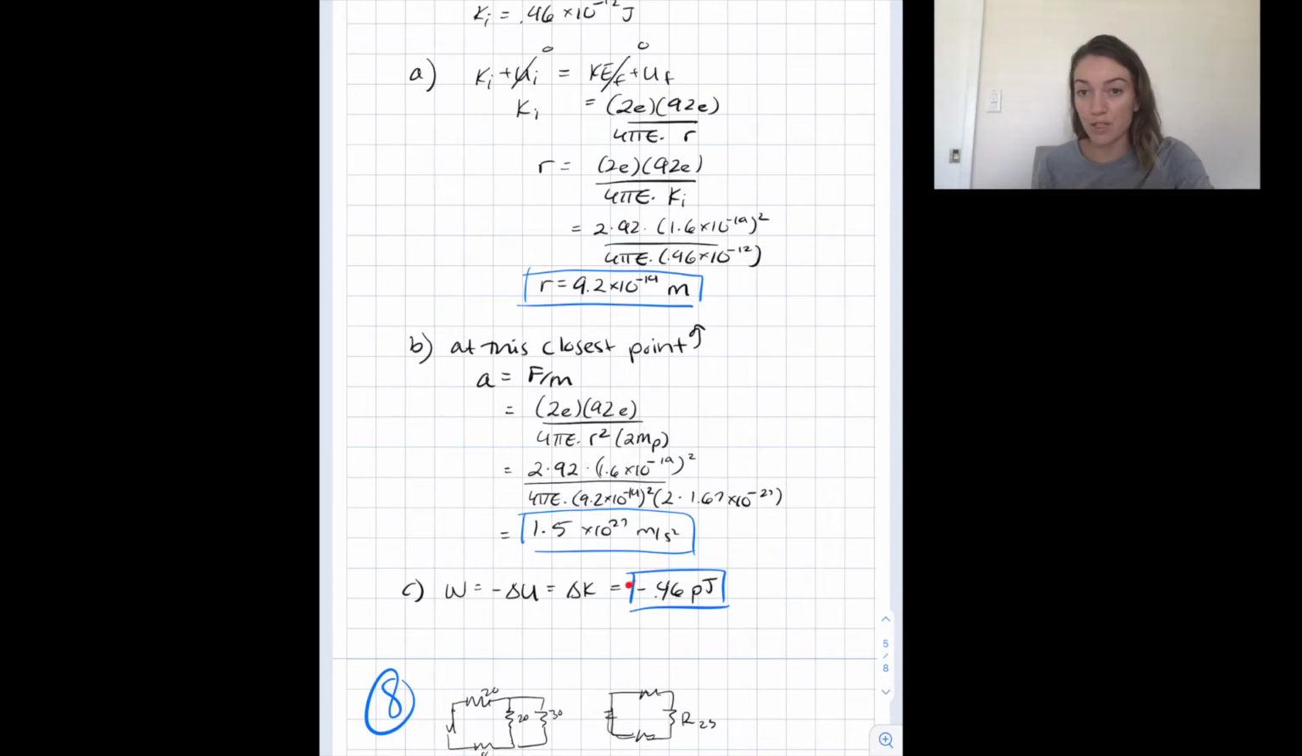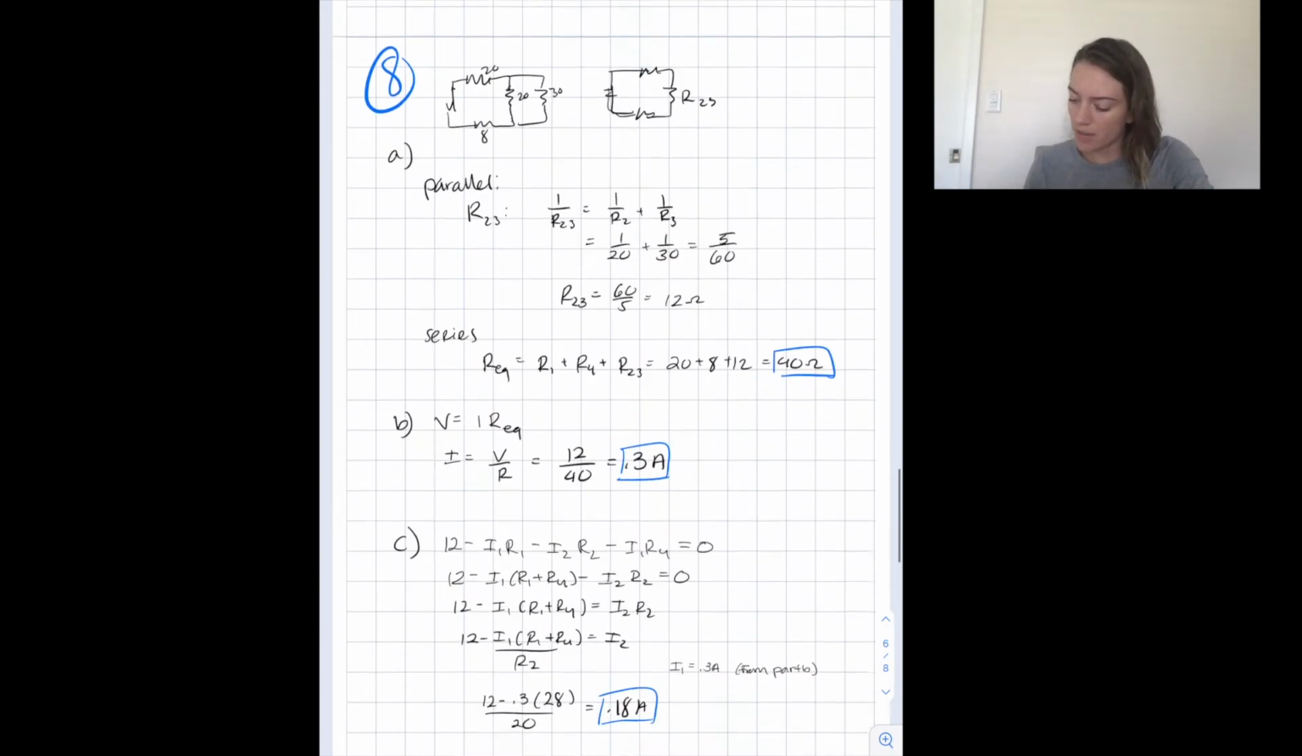So you had to be careful here because it asked for how much work did the electric field do, not how much work did an external force do. So the work done by the force that we're looking at is the negative change in potential energy or the change in kinetic. So you have a negative 0.46 picojoules there, not a positive 46. Okay, but overall, again, this question, everyone did quite well on it.